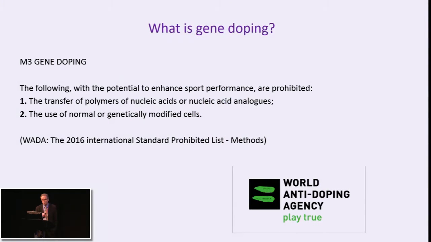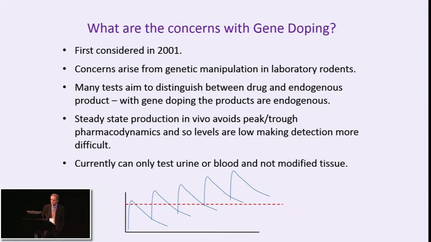So what is gene doping? This is currently the World Anti-Doping Agency definition of gene doping, which is the transfer of polymers of nucleic acid or nucleic acid analogues, or the use of normal or genetically modified cells. I'm going to stick to the first category simply because I don't think there's enough time to cover the genetically modified cells, but I'm happy to answer questions on that if anybody has any.